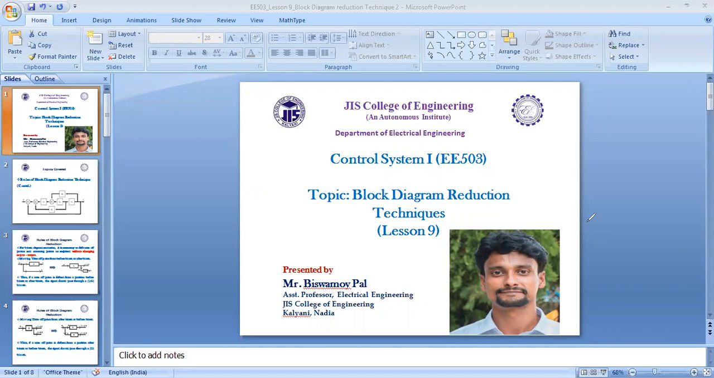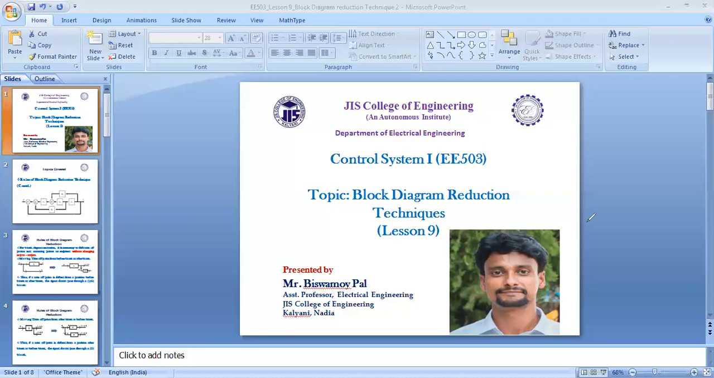In last class, as I said, we discussed three basic rules of block diagram reduction technique. One is series connection, another is for parallel connection, and last one is for feedback connection. So those are three basic possible connections which we discussed. Today, in continuation with that, more rules will be discussed in this lesson.